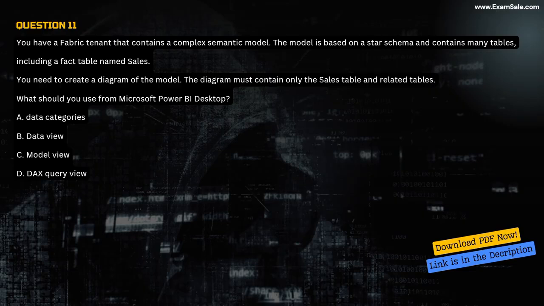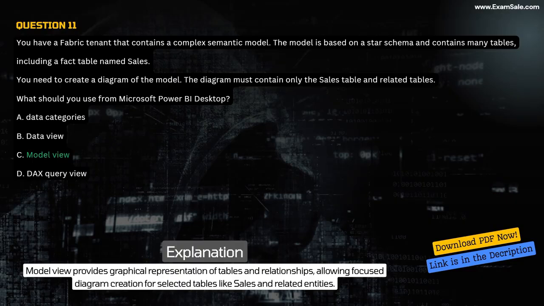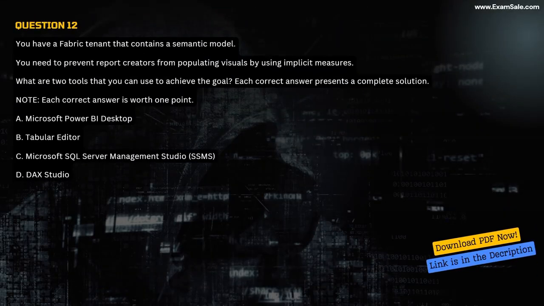A. Data categories. B. Data view. C. Model view. D. DAX query view. Correct answer, C. Model view. Explanation. Model view provides a graphical representation of tables and relationships, allowing focused diagram creation for selected tables like sales and related entities.